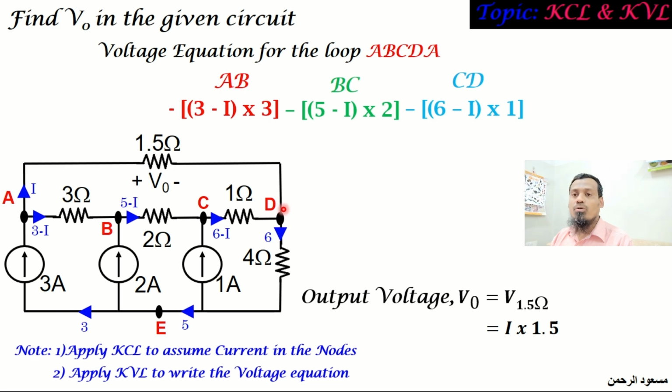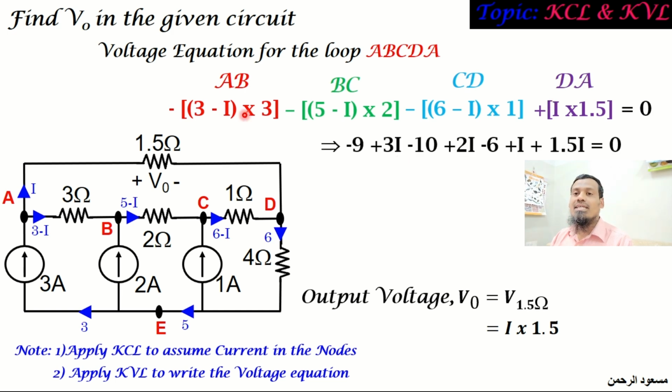So now our loop direction is D to A, but the current direction that we assumed is A to D. Both are opposite. So it is a potential rise. So start with the plus with the voltage value of I multiplied by R. The current is assumed to be I and the resistance is given to be 1.5. There are no batteries in the given loop, so the summation of all these will be 0.